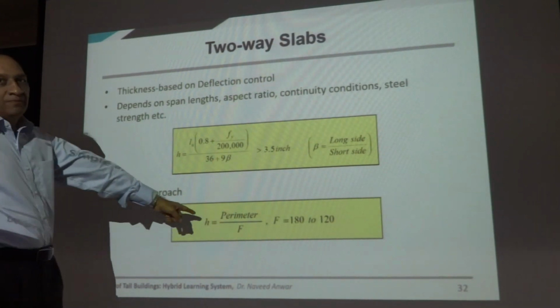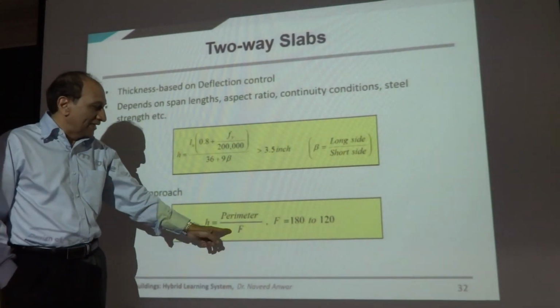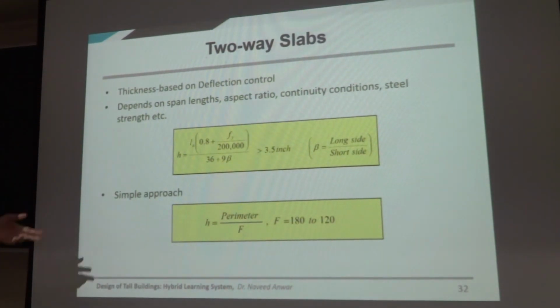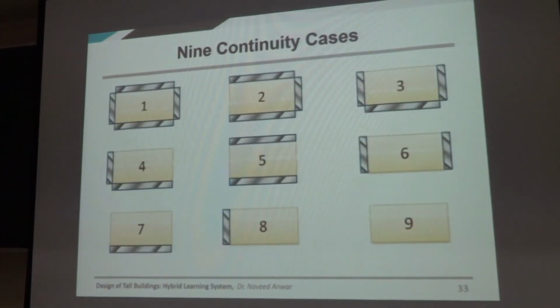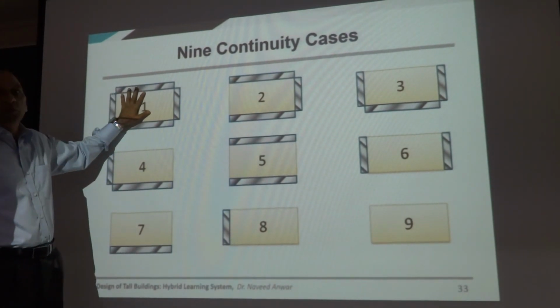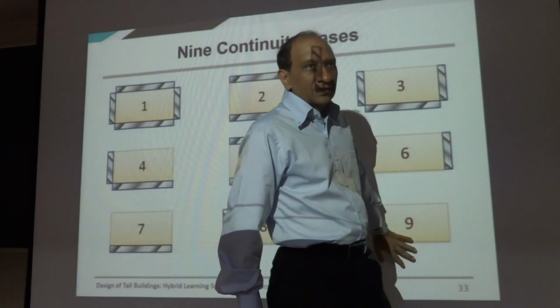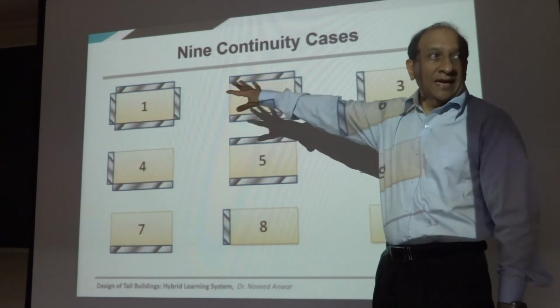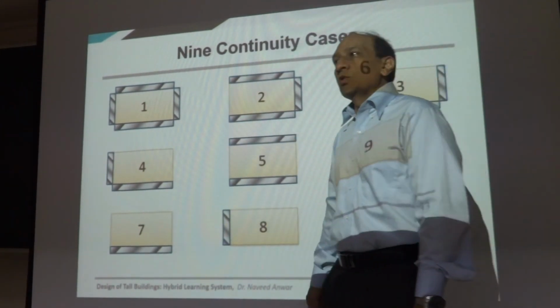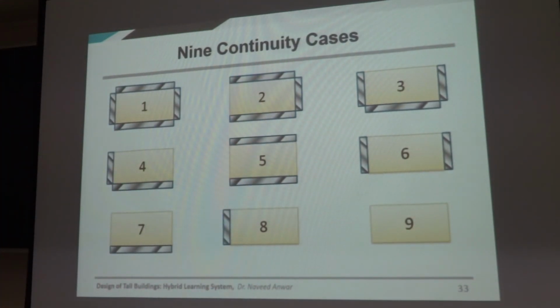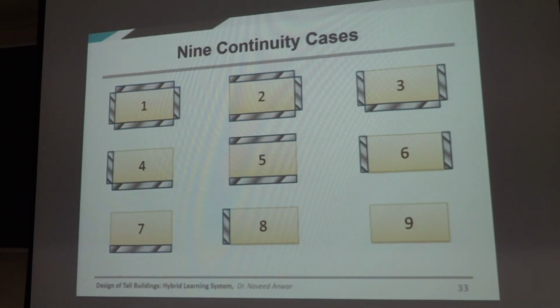You can take the perimeter of the slab for estimation purposes and then divide it by a factor between 180 to 120. That depends on what we are going to tell you next. The factor depends on the continuity cases. If it is like this, you can use a larger factor. If it is like this, you need a smaller factor. So 120 here, 180 over there, and in between you can choose approximately. So that is a simpler formula based on the perimeter of the slab, converted from all those things into a simplified approach, right? But it's a very, very rough formula to estimate.